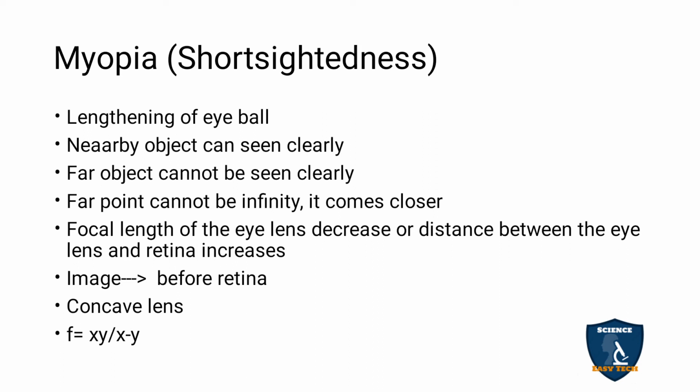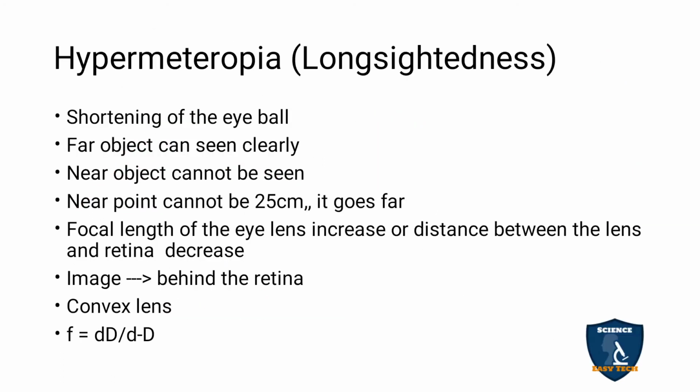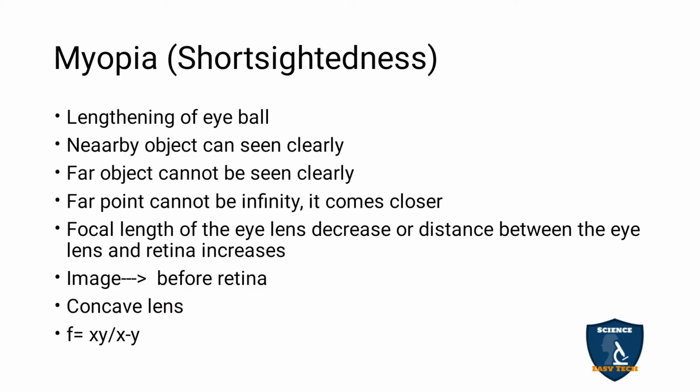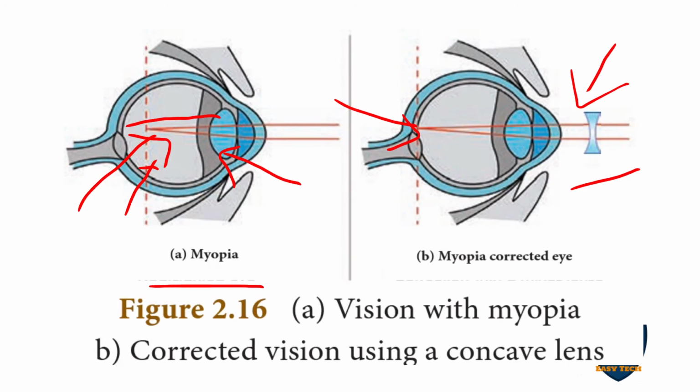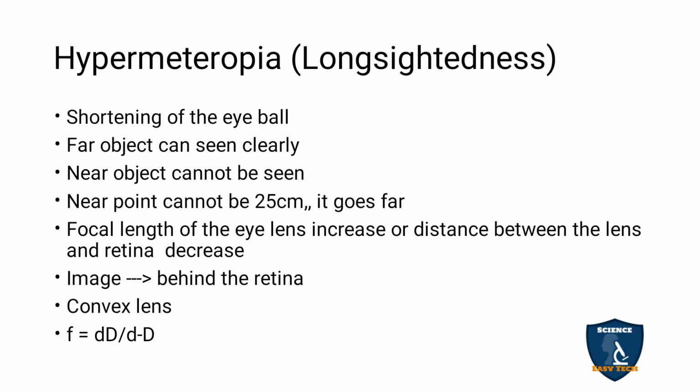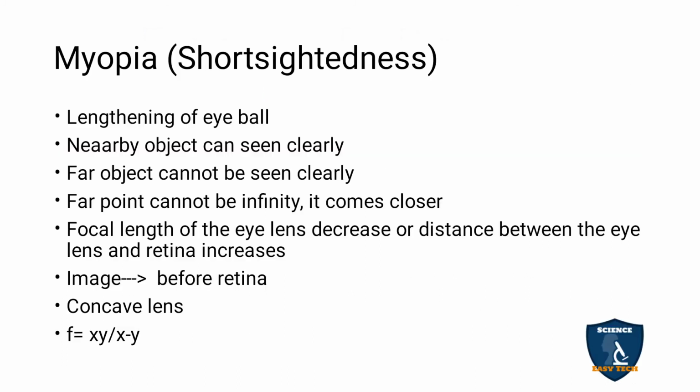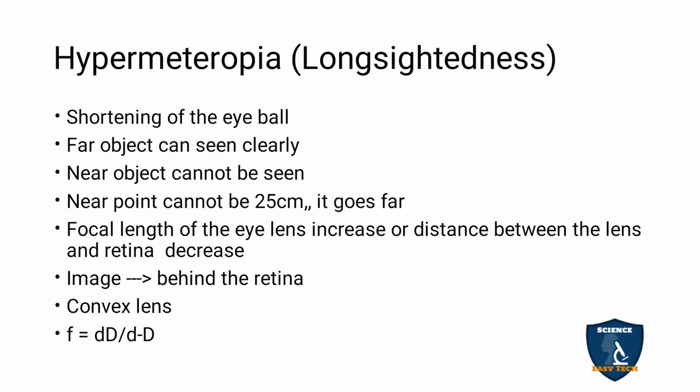In myopia the focal length of the eye lens decreases. In long sightedness, the focal length of the eye lens increases. In myopia the image is formed before the retina, and in hypermetropia the image is formed behind the retina. A concave lens is used to treat myopia, and a convex lens is used to treat hypermetropia. They may ask this in a 4-mark question.